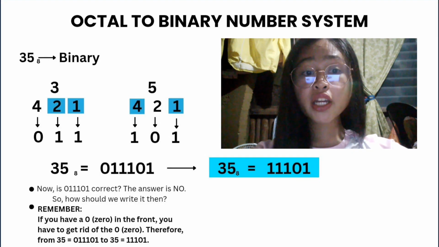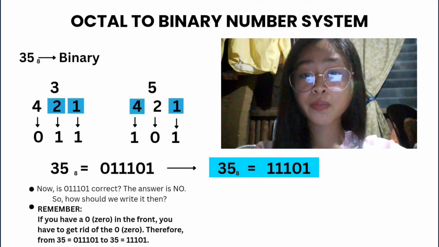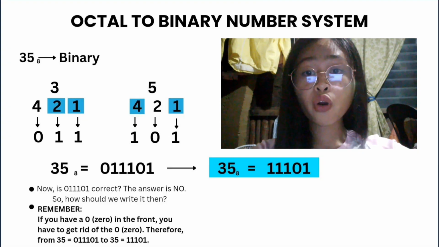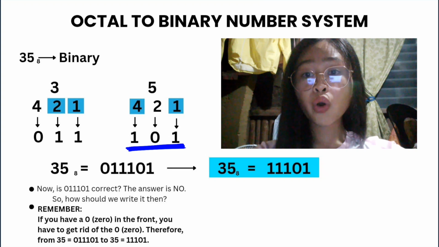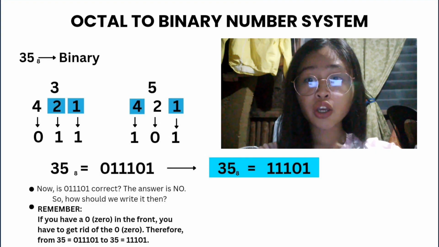Therefore, we're gonna replace them for 1. Since we didn't use 4, we're gonna replace it for 0. In the digit 5, we used 4 and 1. Therefore, we're gonna replace them for 1. Since we didn't use 2, we're gonna replace it for 0. Now, we have the answer.